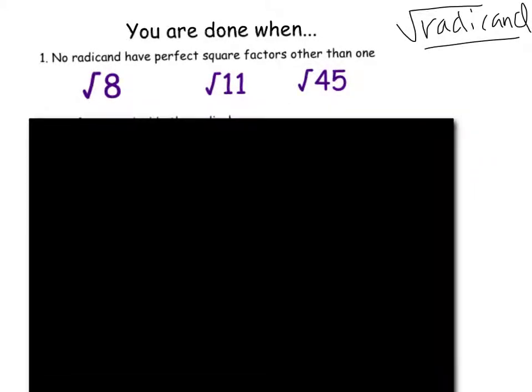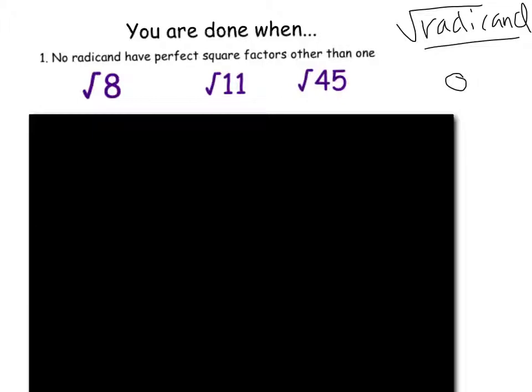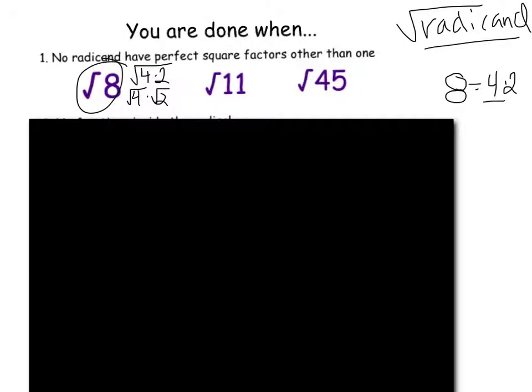So for example, if you have the square root of 8, you could have 8 equaling 4 times 2 as its factors. 4 is a perfect square. So this is not simplified all the way. You can change that into the square root of 4 times 2. And we know that we can divide that up into the square root of 4 times the square root of 2, remembering that the square root of 4 is really 2. So the square root of 8 is 2 times the square root of 2, or 2 square roots of 2.